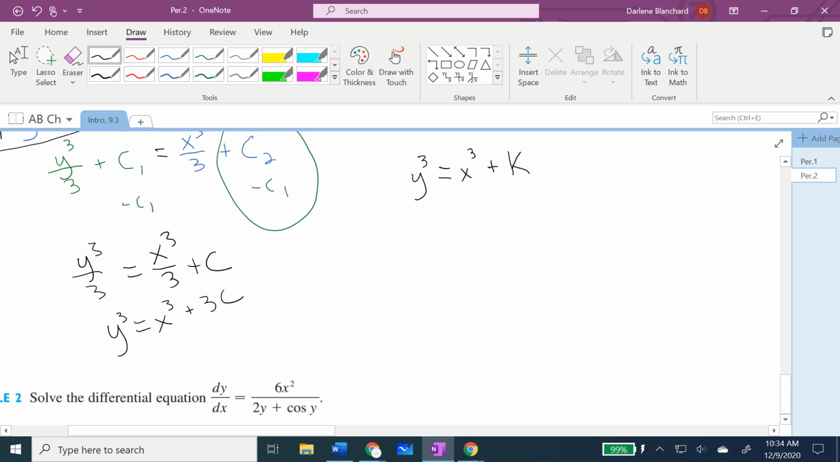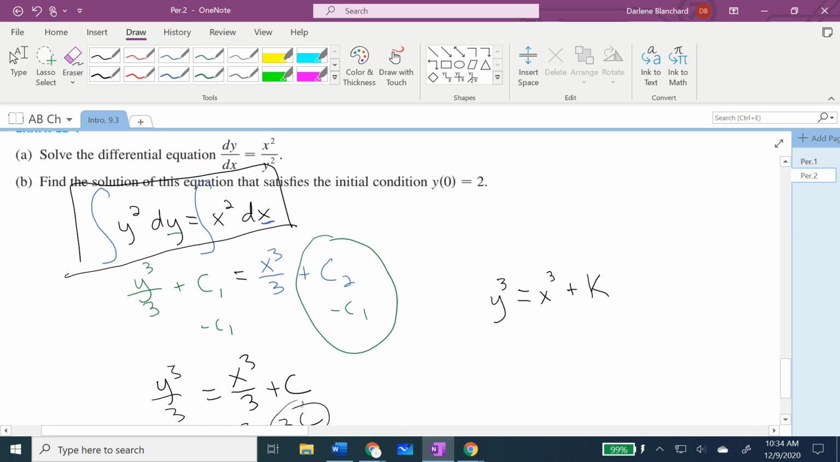Basically, you can change any unknown constant expression into another looking unknown constant. You're allowed to do that. If that confuses you, don't do it, and it's a non-issue.